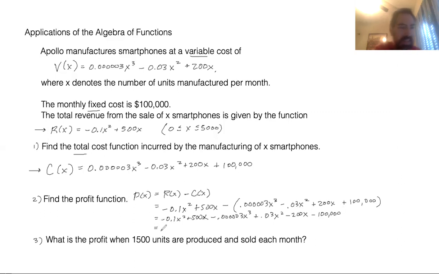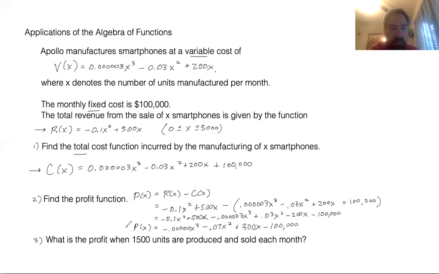All right, now combining like terms on it, and I am going to write this in descending order. So I've got my x cubed term that I'm writing first. I have negative 0.1x squared plus 0.03x squared. After combining like terms, negative 0.1 plus 0.03 is negative 0.07x squared. Then I have my like terms 500x minus 200x, which is 300x, and then the minus 100,000. This is my profit function.